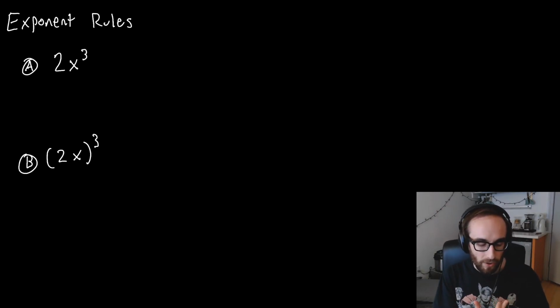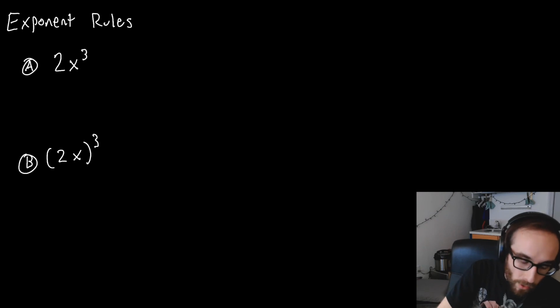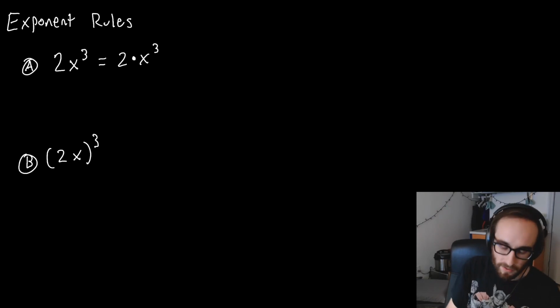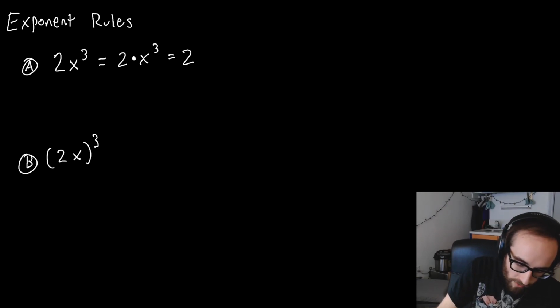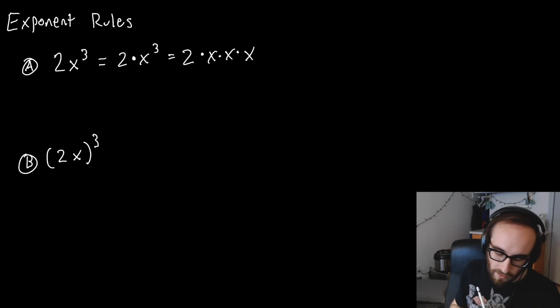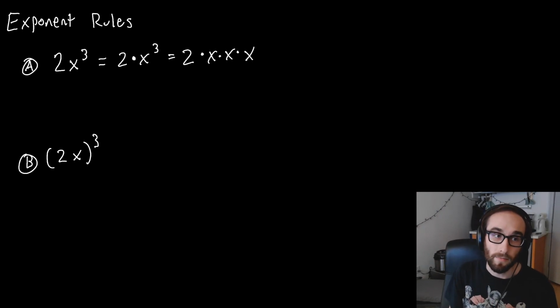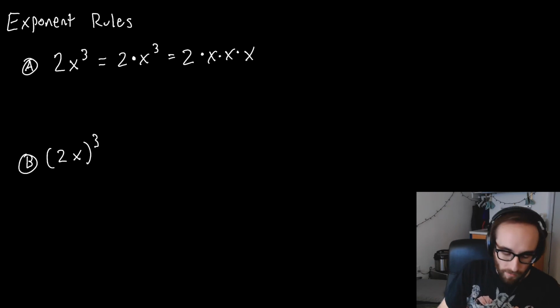For the first one, letter A, 2 times x to the third power, if we wanted to write this in expanded form, we would write it as 2 times, so first I could break it up like this, 2 times x to the third, and then we can break up the x's, 2 times x times x times x. So that is expanded form for 2 times x to the third power.